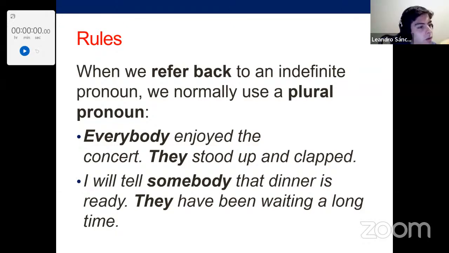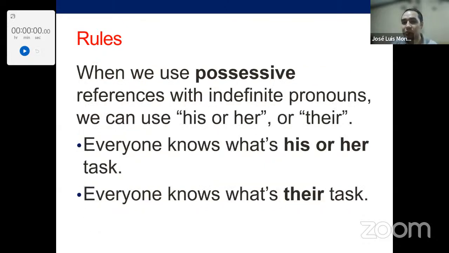Everybody enjoyed the concert. They stood up and clapped. I will tell somebody that dinner is ready. They have been waiting a long time. Good, right? So as you can see, the first time you talk about everybody, we suppose that it's singular, but the second time you talk about everybody, you say they. The same with somebody, right? You say they, even though you conjugate that as singular.